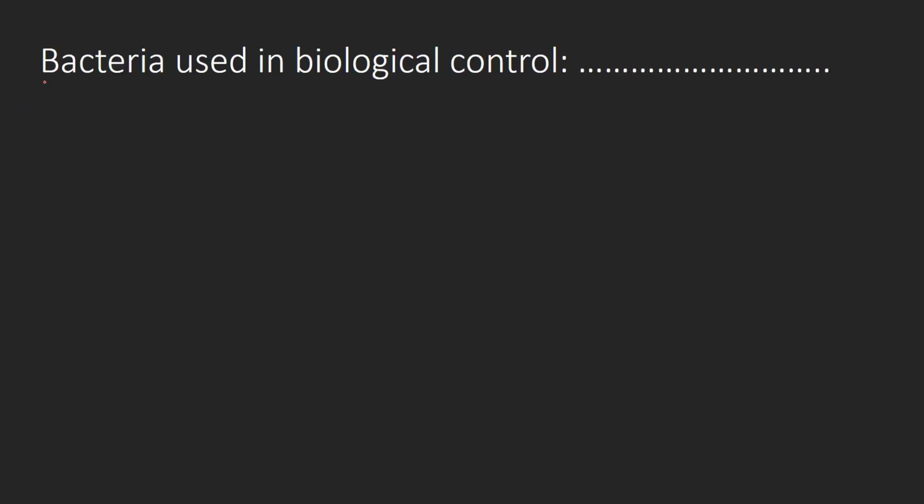The second question is asking about bacteria used in biological control. Which one is used for biological control? So the right answer is Pseudomonas fluorescens. Pseudomonas fluorescens is used for biological control.